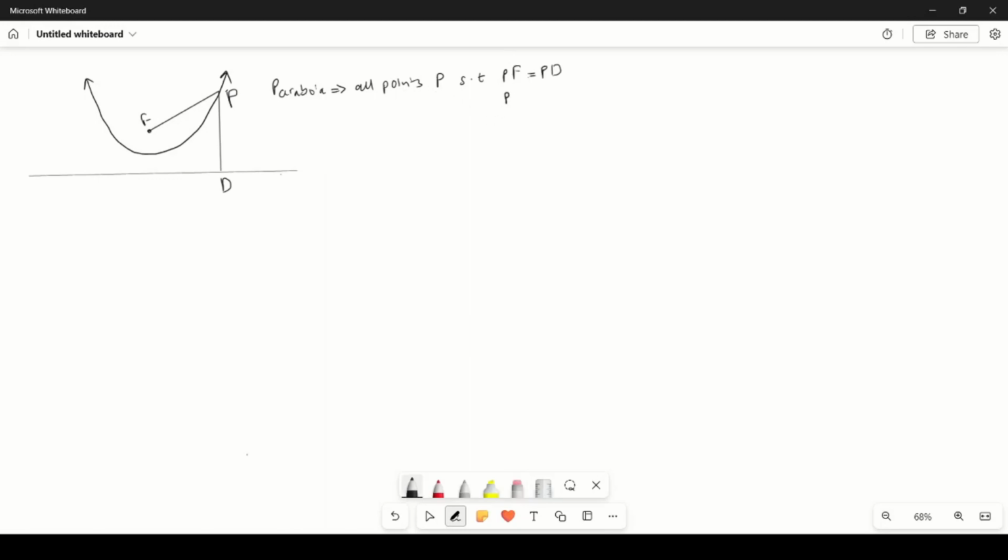What if PF is shorter than PD? Then you would be getting an ellipse. And if PF was longer than PD, then you will be getting a hyperbola. But the focus of this video is in parabolas, and so we're not really going to worry about these two cases. So that's it. That's a parabola.